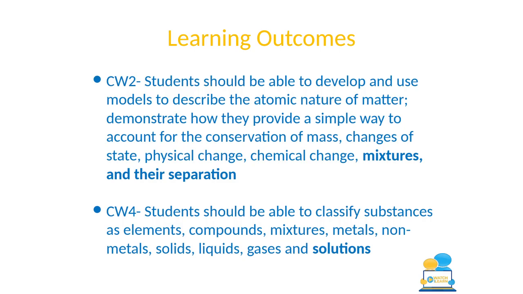Before we dive into the chapter, we're just going to take a look here at the learning outcomes. So CW2 and CW4 are the learning outcomes associated with this chapter. Understanding mixtures and how we separate mixtures are key facets of this learning outcome. A mixture is where we have two or more substances that are physically mingled together, which means they can be separated. But we need to understand what technique of separation we are going to apply when we're separating particular substances. We also need to understand what a solution is and to be able to classify solutions.